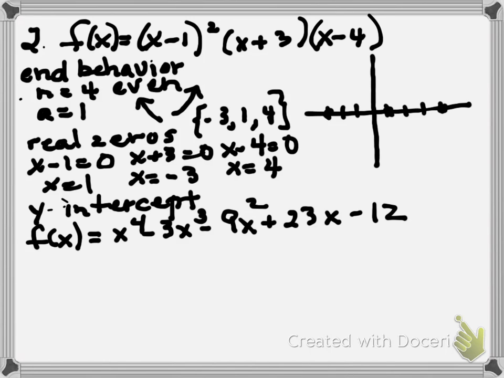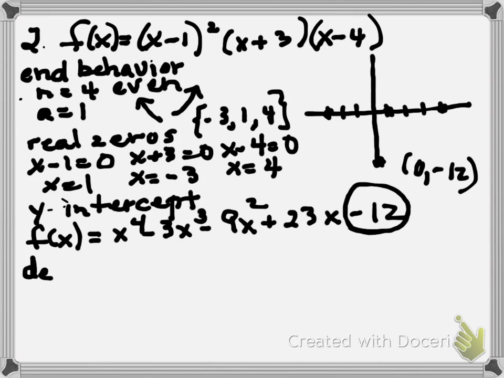When I want to find the y-intercept, I want to let x be equal to 0. So that gives me a y-intercept of -12. So I know down here at -12, I'm going to have the point (0, -12) as where it crosses the y-axis.